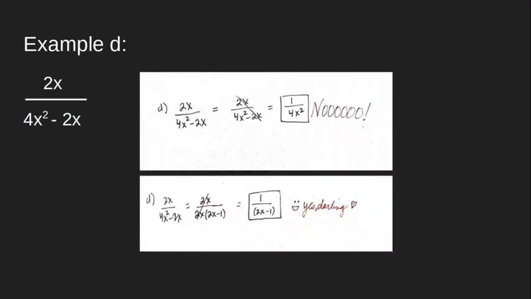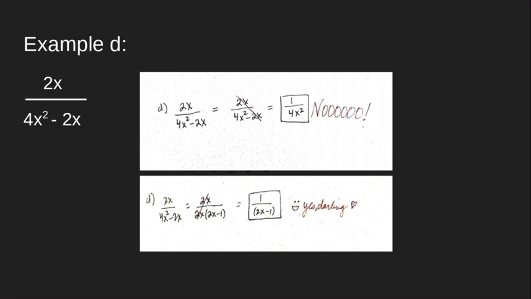All right, last example, 2x over 4x squared minus 2x. So I know what you're itching to do. I know what you want to do. You want to just cross out those two x's. Doesn't that make sense? No! You have to factor a polynomial before you can cancel.